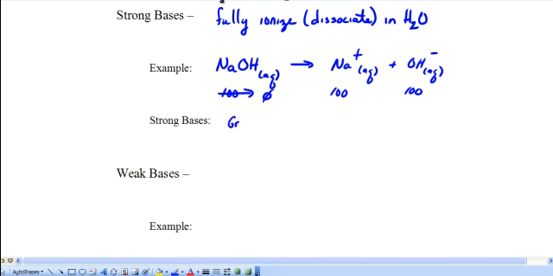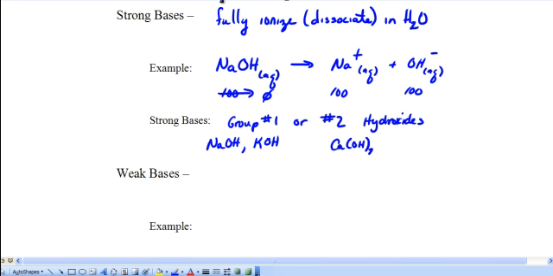Now, what are my strong bases? Basically, any group number 1 or number 2 hydroxides. Which group number 1 and group number 2? On the periodic table, meaning group 1 meaning the alkali metals. Any alkali metal with hydroxides such as sodium or potassium, lithium, rubidium, cesium, etc., those are all group 1 hydroxides. Those are all strong bases. Similarly, group 2 such as calcium hydroxide, barium hydroxide, etc., if it's a group 2 hydroxide, it will also be a strong base.